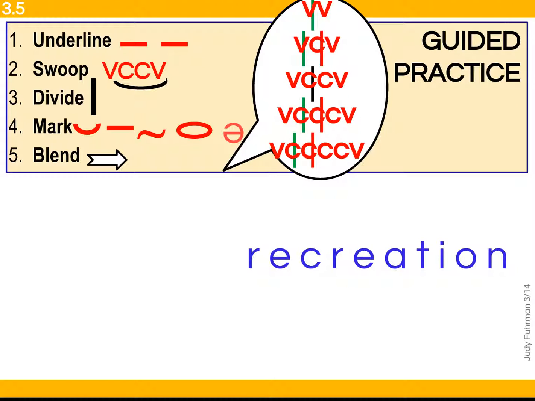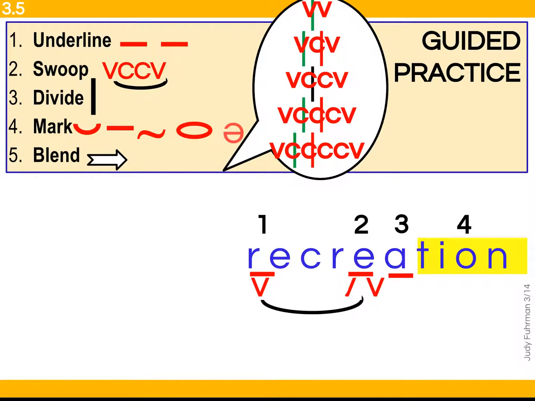So first, we need to identify those talking vowels. So we have the E, the A, and then our shun is actually our suffix here. So identify those talking vowels. We're going to have four syllables. We swoop between our vowels, pull down those consonants, and split. Okay.